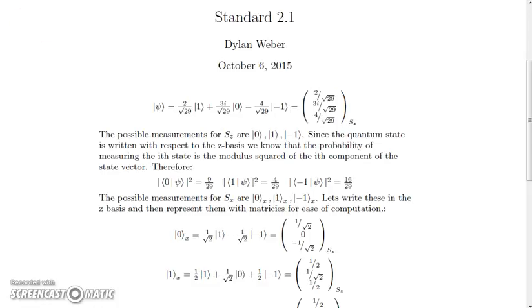So they give us that a spin 1 particle is prepared in this quantum state right here, and I've just gone ahead and represented it in matrix representation for use later. Then it asks us for the possible measurements of spin in the z direction and then to find the probability of each of those spins.